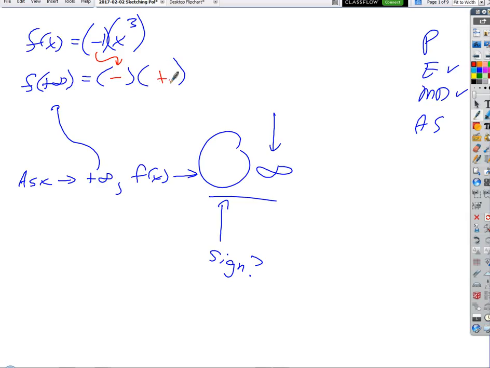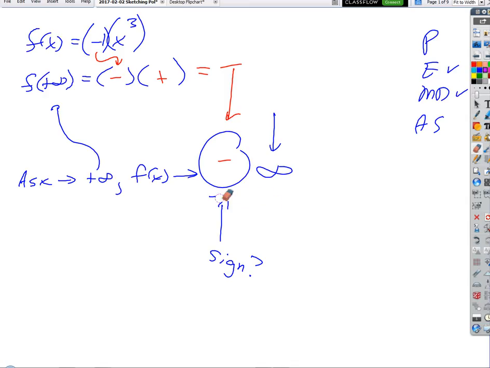So I get a negative times a positive, right? What's the overall sign then? If I multiply a negative number times a positive number, I get what? I get negative. And so negative is the sign that goes out front. Okay? That's a different way. We didn't even use a graph, right? But now we know what the end behavior is at the right end.